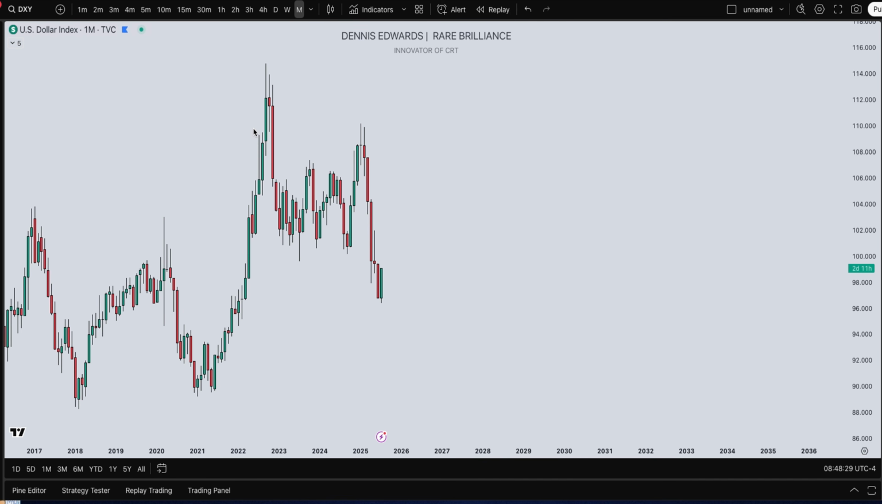So I decided there's no better pair to start this off with than the US dollar index because I feel like it covers a very broad market perspective because there are lots of things that involve the US dollar.